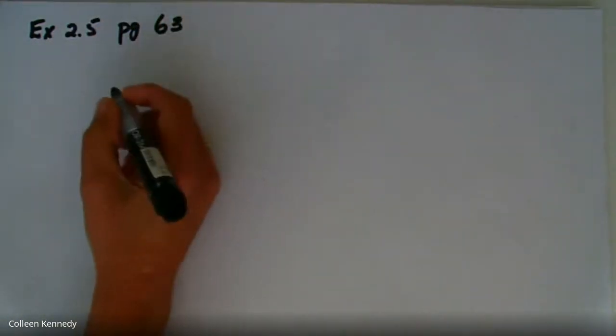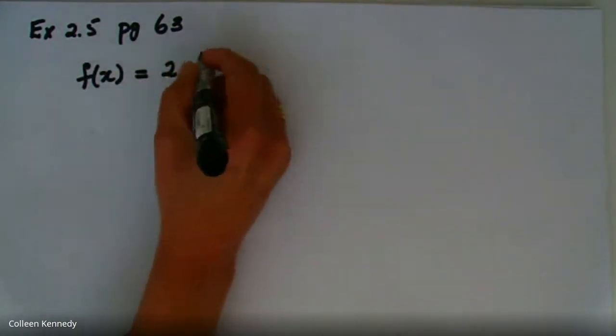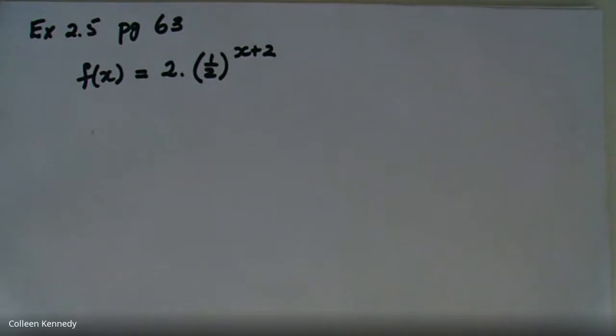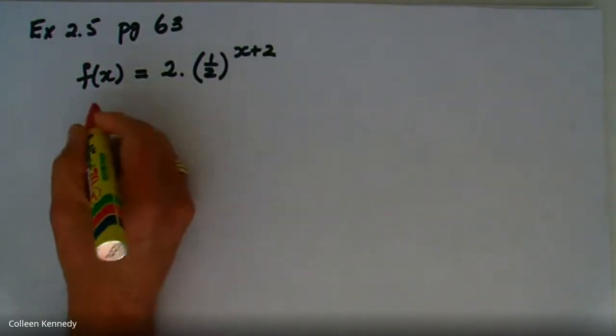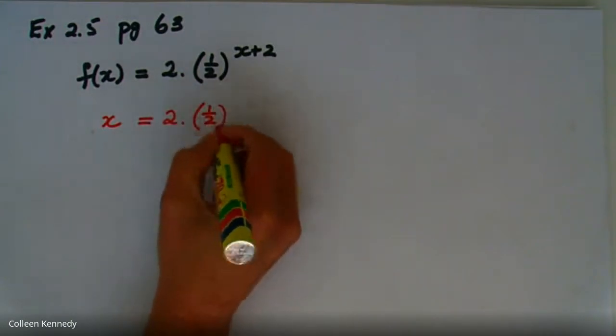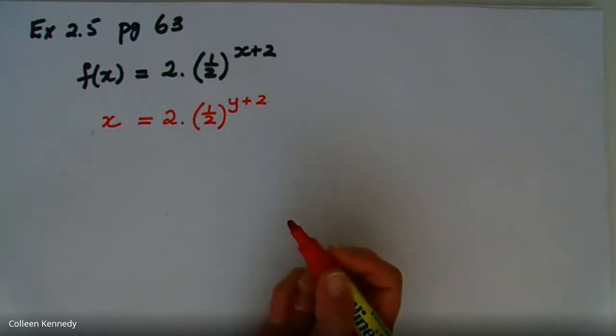So it's exercise 2.5, page 63. And we're looking at the graph of f of x equals 2 times a half to the x plus 1. All right, you had to draw that, but more importantly, you had to find its inverse. All right, so let's find its inverse. Remember, it's a reflection about the line y equals x. So if we find the inverse, this becomes x equals 2 times a half to the y plus 2. Wherever there's an x, you put a y, and wherever there's a y, you put an x.